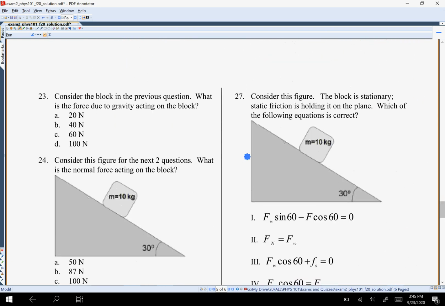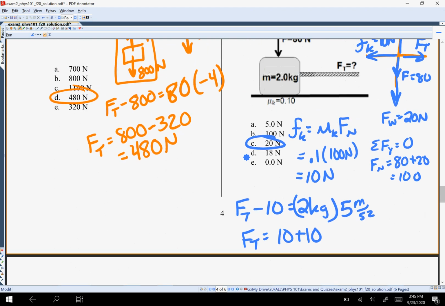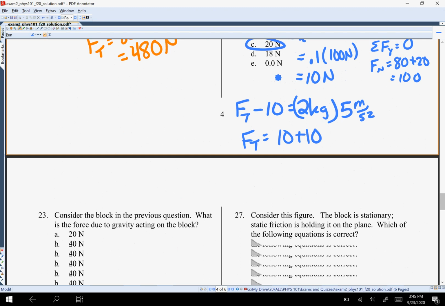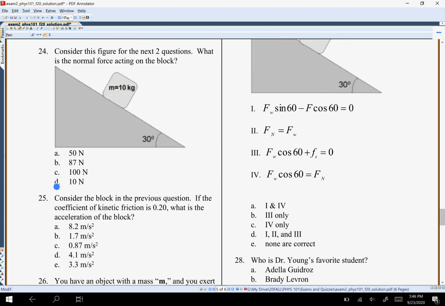All right, so the block in the previous question, what is the force due to gravity acting on the block? Well, hopefully that was easy, because it's 2 kilograms, so it's 20 newtons. Consider this figure for the next two questions. What is the normal force acting on the block? So my normal force is here. I have my weight here, and that's really all that I have. Although in the next question, I'll have a frictional force. I'll go and put that in here just so we have it.